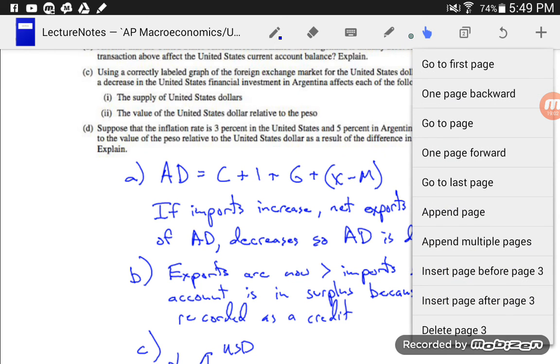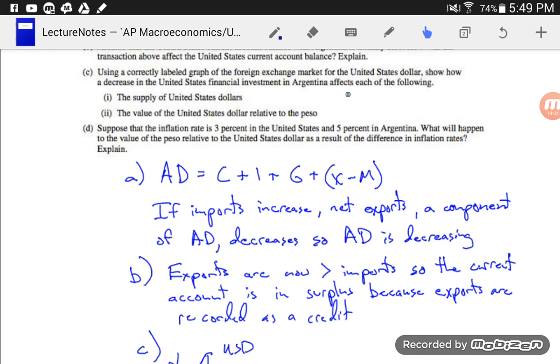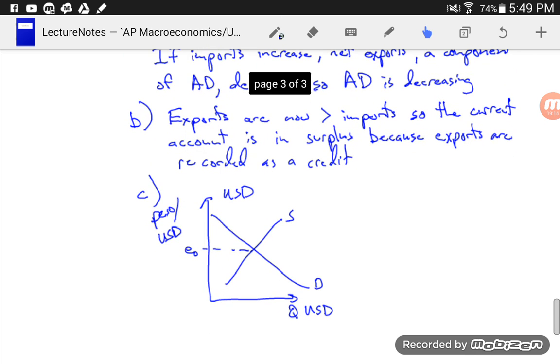What we have there is people in the United States don't want to invest in Argentina, so we do not want to exchange our dollars to Argentinian pesos. There are fewer people willing to exchange the money because we don't need it to invest in Argentina. We don't want to.